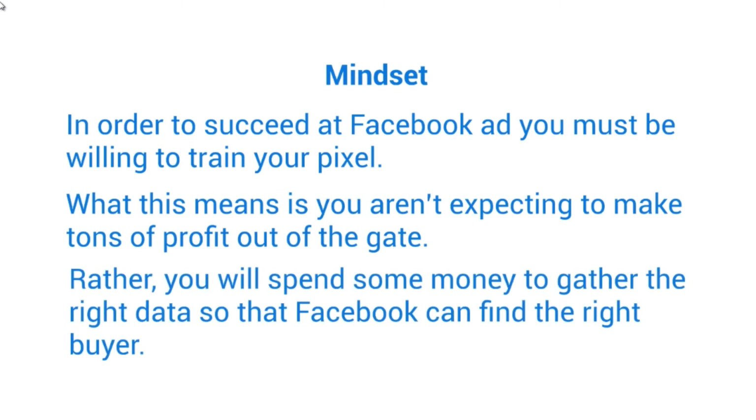So training a pixel basically means that you get traffic to your website where the pixel is located, and Facebook is able to figure out what kind of traffic is coming to your site, and of course what kind of traffic is buying your product. So who is considered a lead and all of that. And then in the future, you can create a lookalike audience, and then Facebook will go out in their database and will be able to figure out who they can target and who is most likely to become your lead. So in this case, you're going to be spending some money to gather the data so that Facebook can figure out the right buyer.